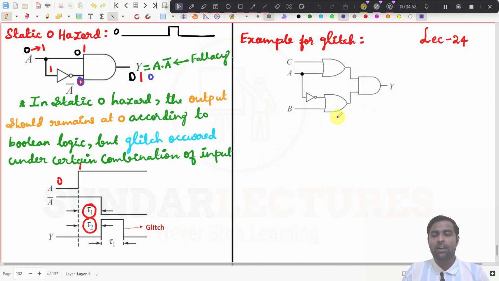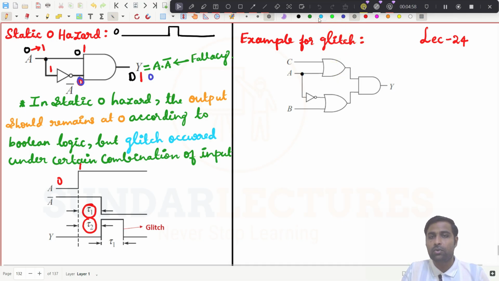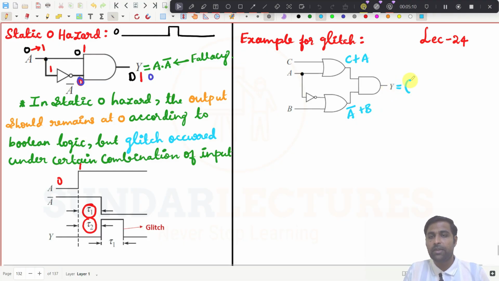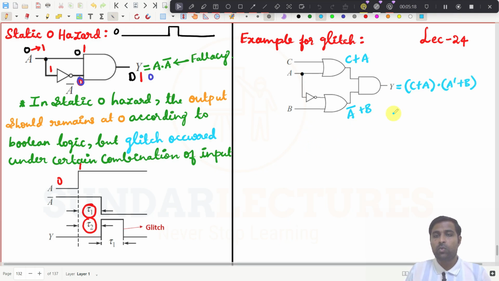As an example of this glitch, we can have a circuit like this. So I may write this one now. What is the expression for this one? This is C plus A. And what is this one? This is actually A bar plus B, right? And what is this one now? This will be (C plus A) dot (A bar plus B). This is the Y equation.